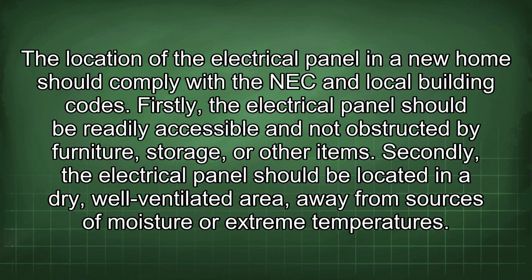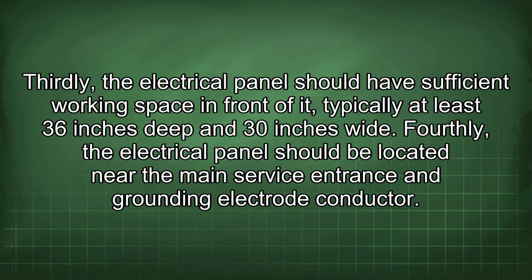The location of the electrical panel in a new home should comply with the NEC and local building codes. Firstly, the electrical panel should be readily accessible and not obstructed by furniture, storage, or other items. Secondly, the electrical panel should be located in a dry, well-ventilated area, away from sources of moisture or extreme temperatures. Thirdly, the electrical panel should have sufficient working space in front of it, typically at least 36 inches deep and 30 inches wide. Fourthly, the electrical panel should be located near the main service entrance and grounding electrode conductor.